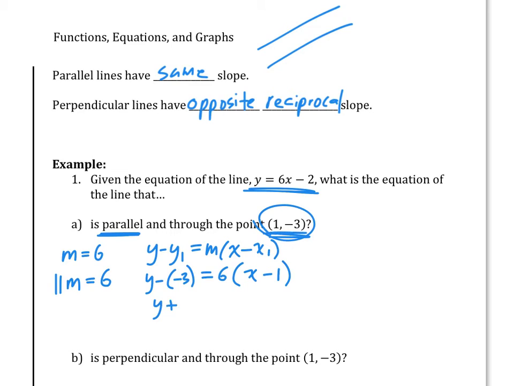And then solving that, y plus 3 equals 6x minus 6. Please remember to distribute to the second one. A lot of people always forget the second one. And then subtract 3, y equals 6x minus 9.